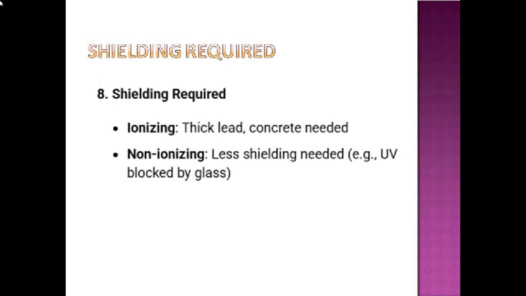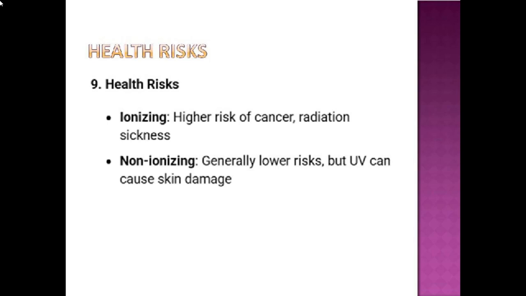Shielding required. In order to block this radiation, what kind of shielding is needed? For ionizing radiation, thick lead or concrete is needed, whereas for non-ionizing radiation, less shielding is needed. UV can easily be blocked with the help of glass. Let us see the health risk. Ionizing radiation has a higher risk of cancer, radiation sickness, etc. Whereas non-ionizing radiation has a lower risk, but UV can cause skin damage. We even notice sunburn.